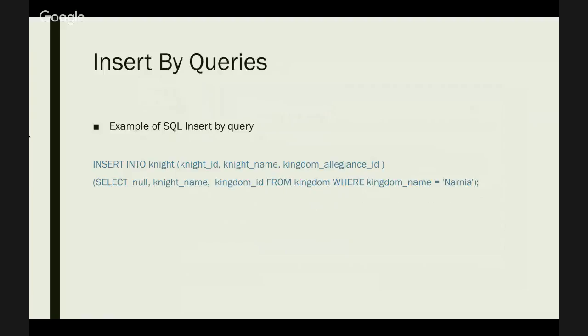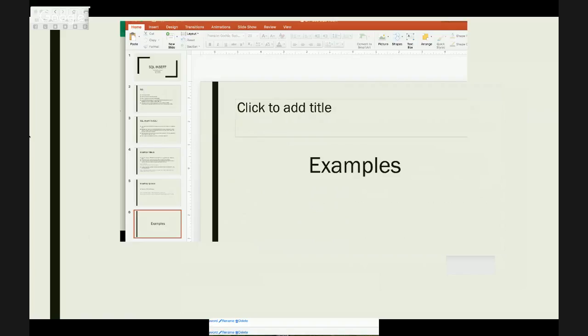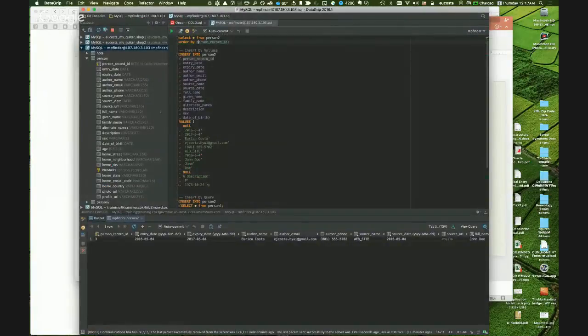So in this example, you're using the select statement, select null, night name, kingdom ID from table kingdom, where kingdom_name equals Narnia, to select the values that will be used with the insert statement to insert data into the table. Okay, let's see a couple of examples of inserting data into a table.